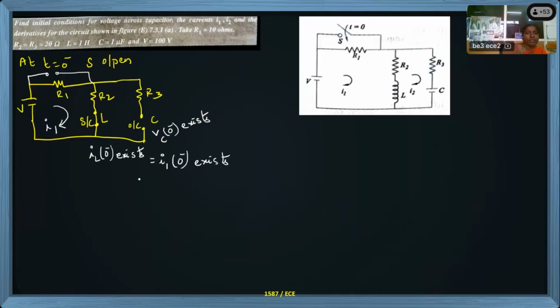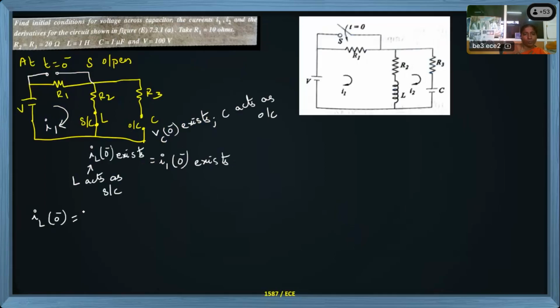Voltage exists means it acts as open circuit. This is the reason capacitor acts as open circuit, because some current is flowing and voltage is developed, so it is acting as open circuit. This is the reason why inductor is acting as short circuit. Now we will try to find out what is that current in the inductor.